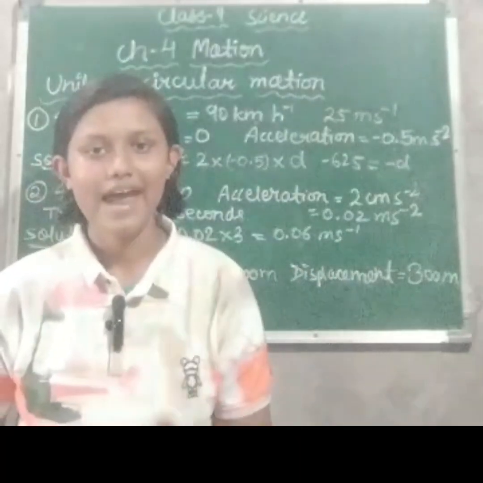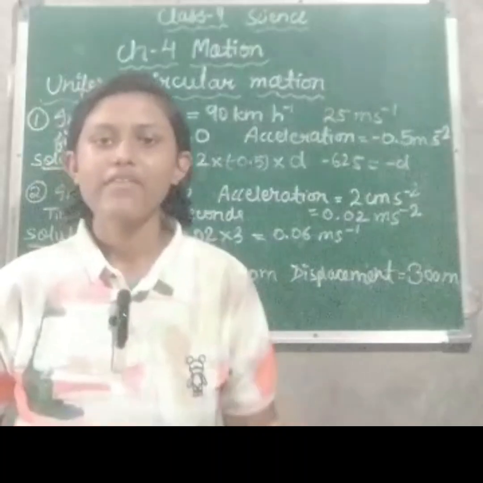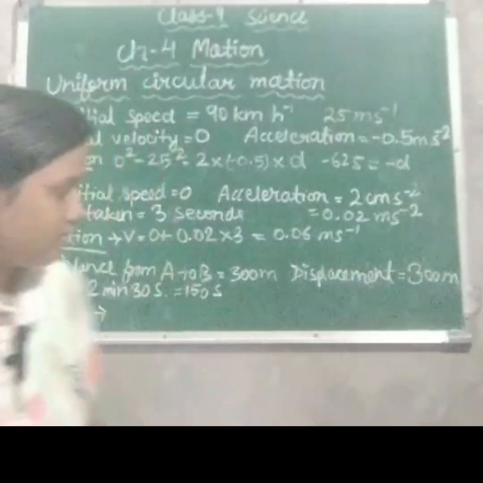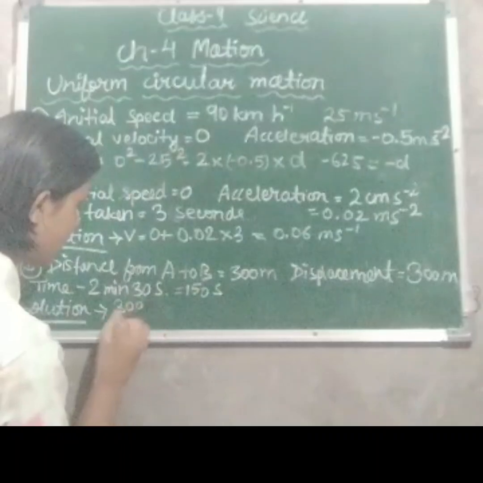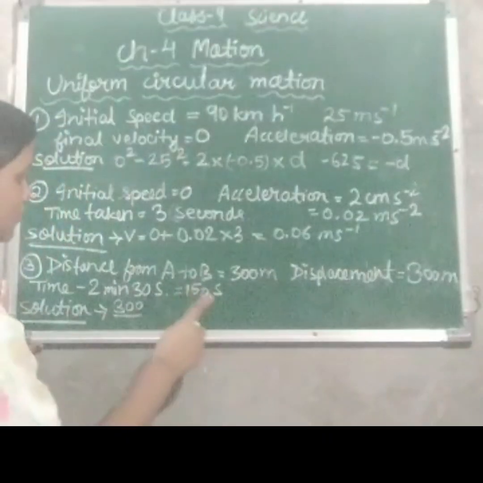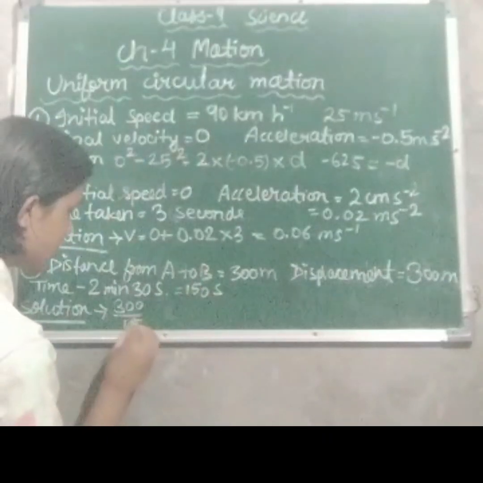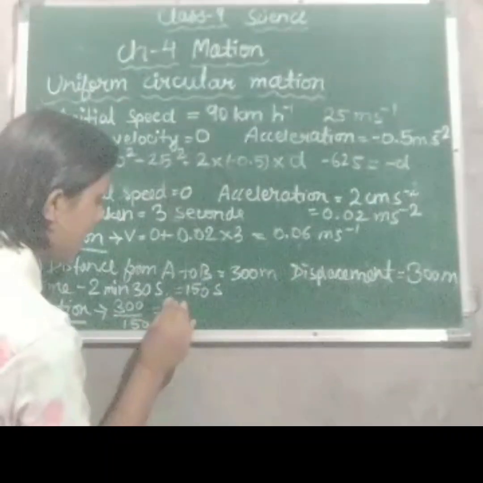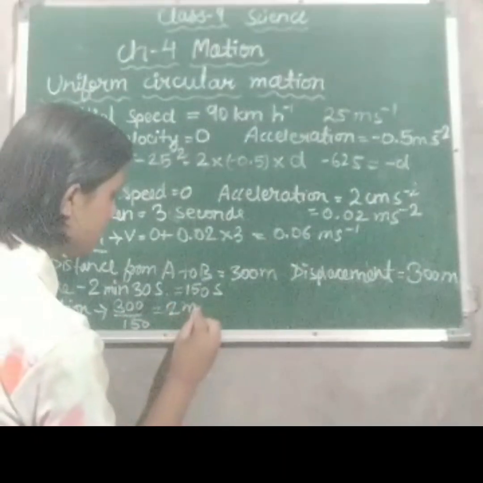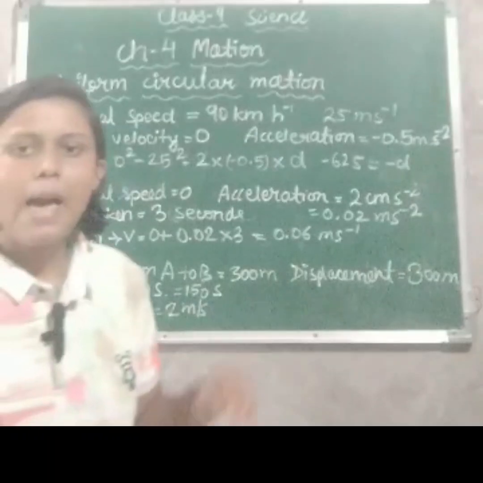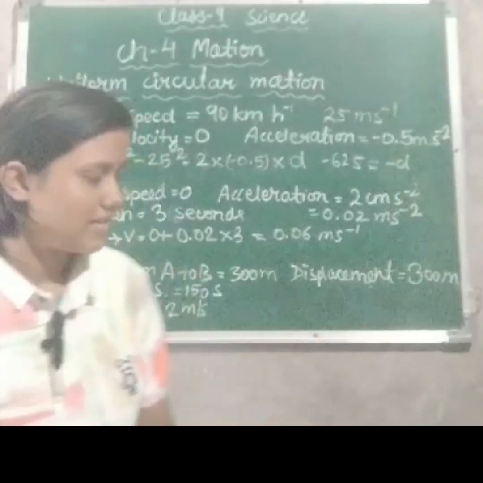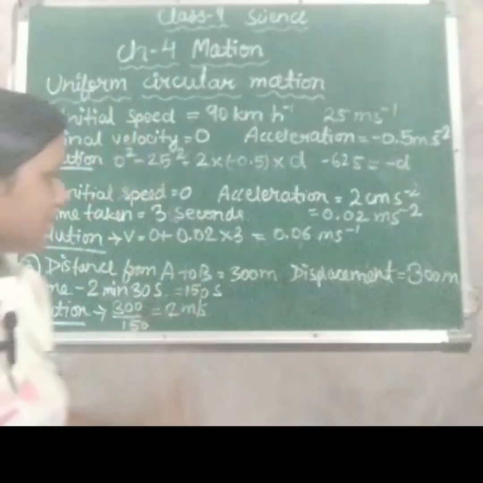Now here we have to find the average speed, and we know the formula to find average speed, that is total distance divided by the total time taken. So the total distance is 300 divided by total time taken, that is 150. After dividing it, we will get 2 meter per second, because the SI unit of speed is meter per second. Thus the average speed is 2 meter per second.